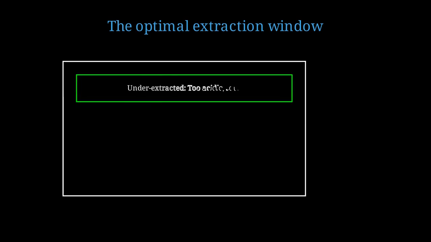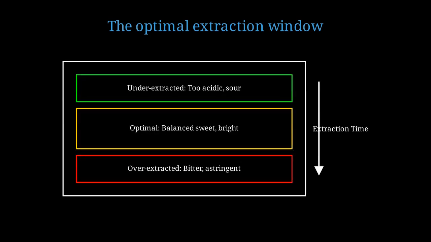There's an optimal extraction window where we have enough acids and sugars for brightness and sweetness, but not too much bitterness. Under-extraction gives sour, thin coffee dominated by acids. The optimal zone has balanced extraction of acids, sugars, and moderate bitters. Over-extraction produces harsh bitterness and astringency.